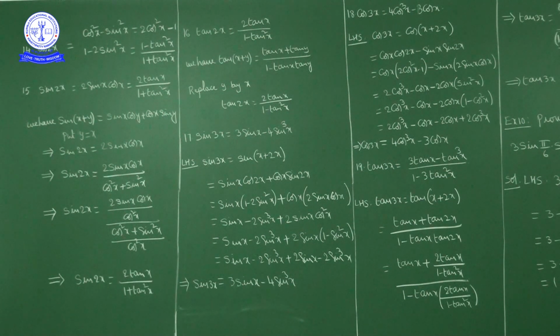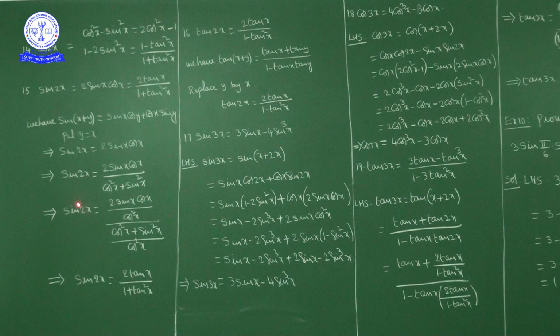The proof is simple, using sin of x plus y. We have the formula for sin of x plus y: sin x cos y plus cos x sin y. Now we need sin 2x. In place of y, I will put x. Sin of x plus x is sin 2x on the left hand side. On the right, in place of y we write x: sin x into cos x plus cos x into sin x, which is nothing but 2 times sin x cos x. So sin 2x is equal to 2 sin x cos x. This is one important formula.